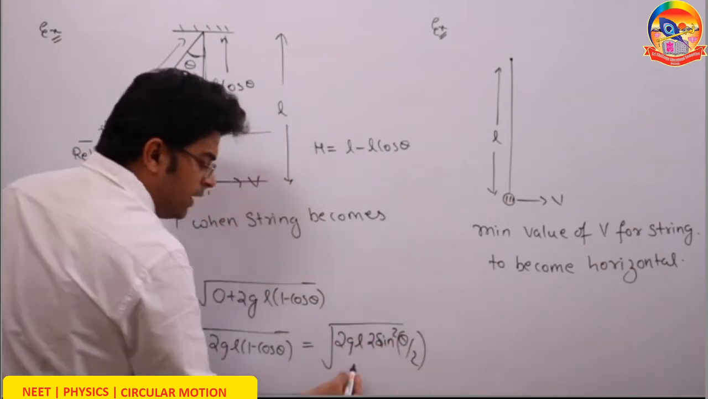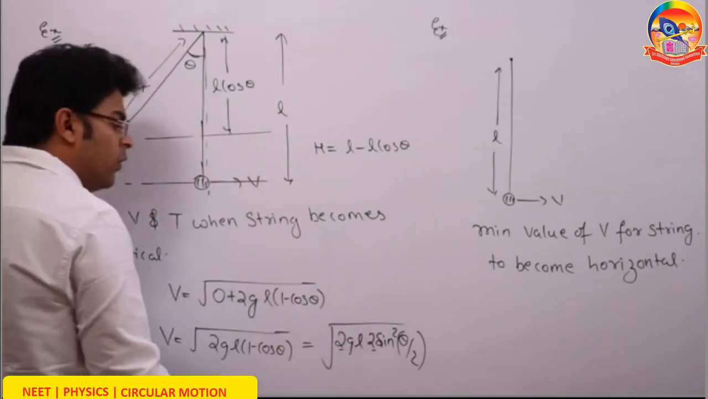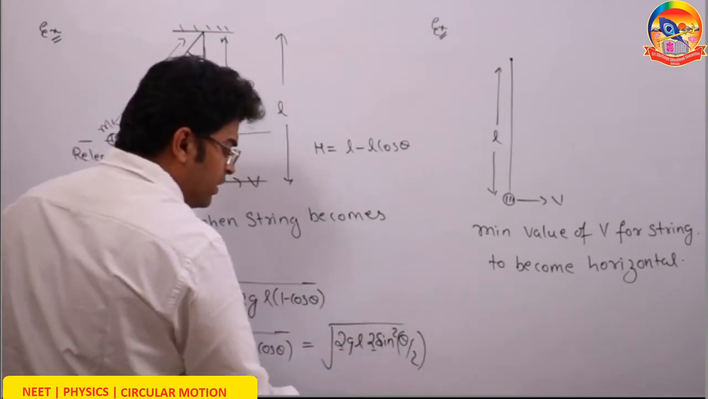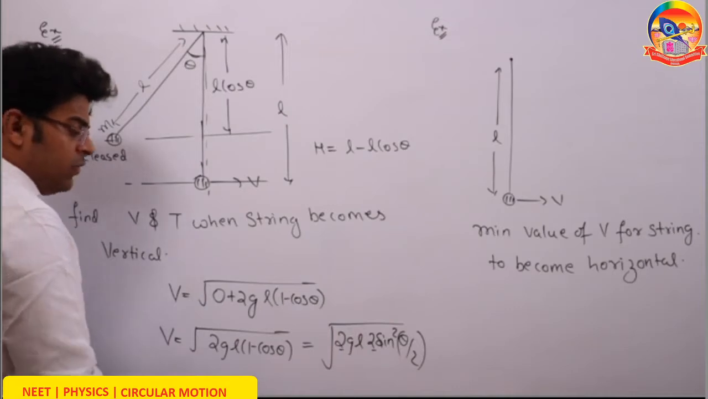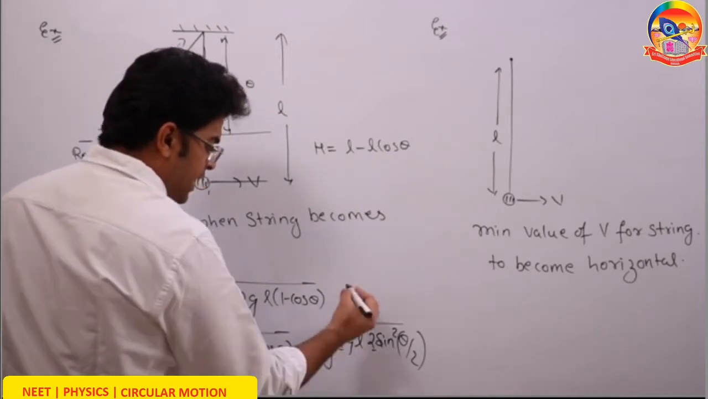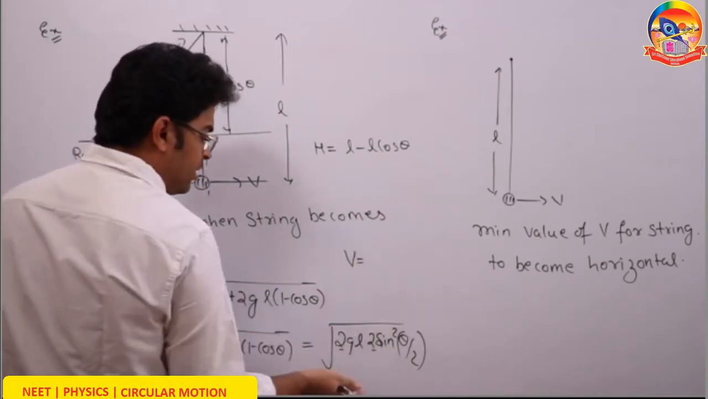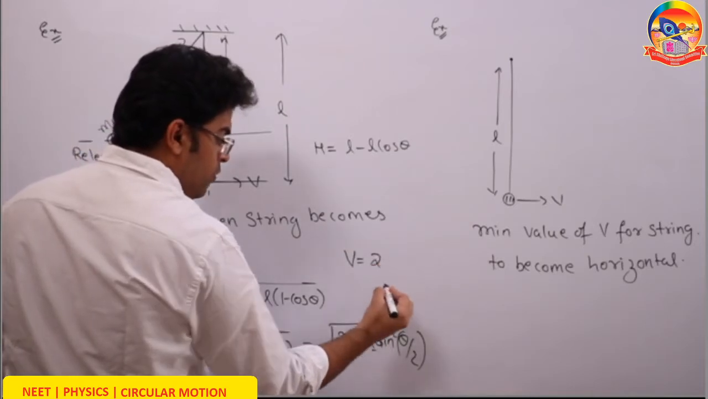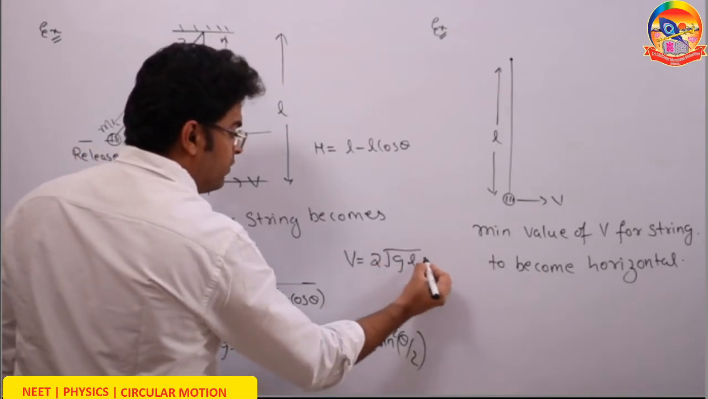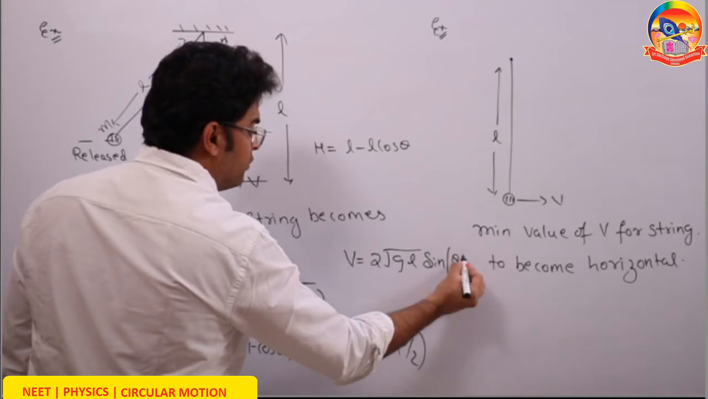So here you have two 2's, so you can take one 2 out. You have sine square theta by 2, so you can take sine theta by 2 out, and you can even write this speed as v. Your final answer comes out to be 2 under root of gl sine theta by 2. That is one thing.